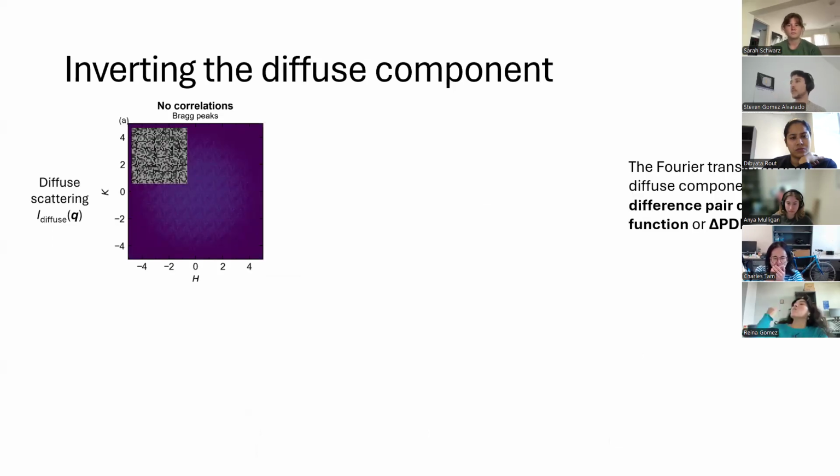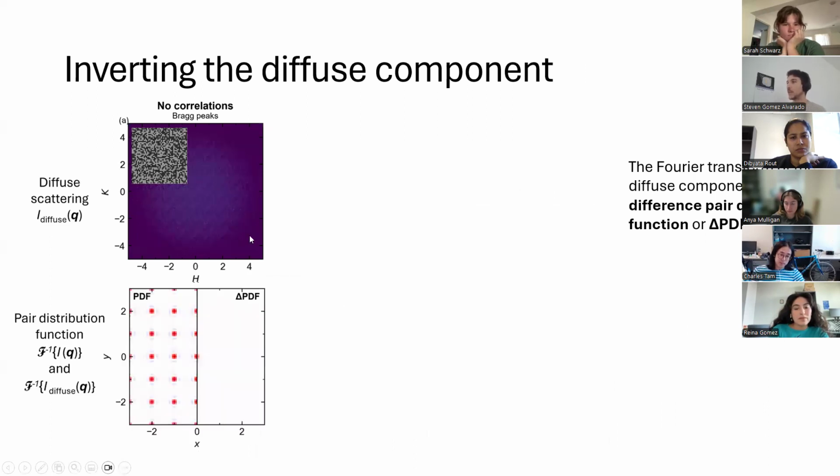All right, so let's see what that looks like, because that was a lot of math. So if I take the random case and I take this diffuse scattering and I apply an inverse Fourier transform, I get this pattern here, which is nothing, right? So this is the regular PDF on the left, and this is the changes in the PDF, what we'll call the DeltaPDF on the right side.